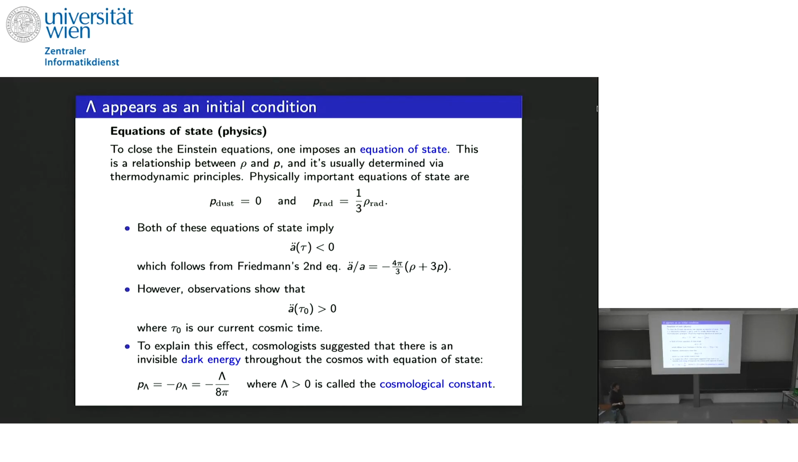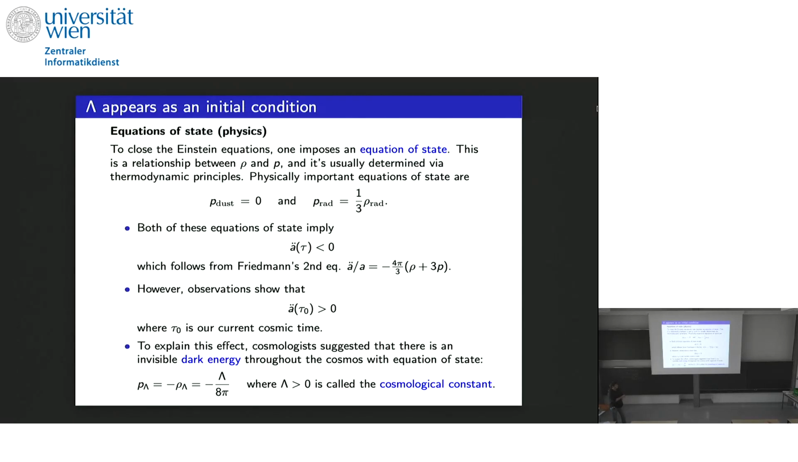Okay, so to close the Einstein equations, one imposes an equation of state, which is just a relationship between rho and p, and it's usually determined via thermodynamic principles. Physically important equations of state are dust and radiation. Dust is when the pressure is 0, and radiation is when the pressure is 1/3 the energy density. What's important is that both of these equations of state imply that the second derivative of the scale factor is negative, and this can be seen very easily from just plugging these into Freeman's second equation here.